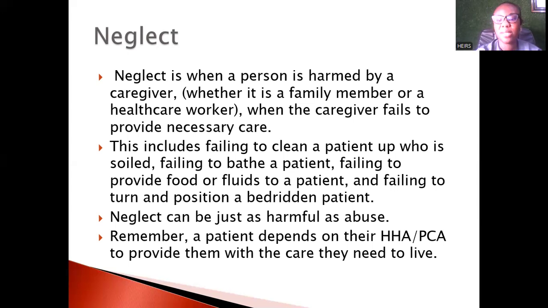Neglect is when a person is harmed by a caregiver. This could be a family member or a health care worker. And this could include when a caregiver fails to provide necessary care. This could include failing to clean a patient up who is soiled, failing to bathe a patient, failing to provide food or fluid to a patient, or failing to turn and position a bedridden patient such that they develop bed sores.